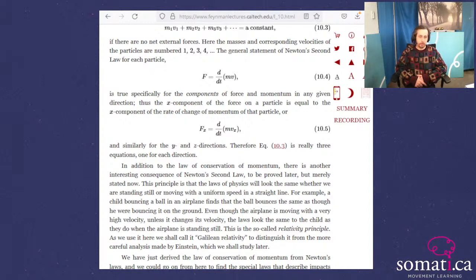The laws of physics will look the same whether we are standing still or moving with a uniform speed. Galilean Relativity.